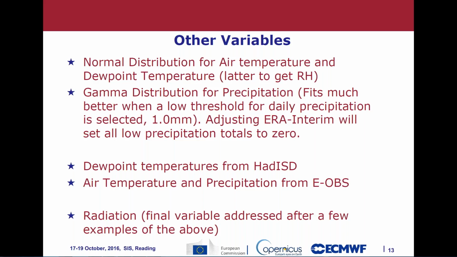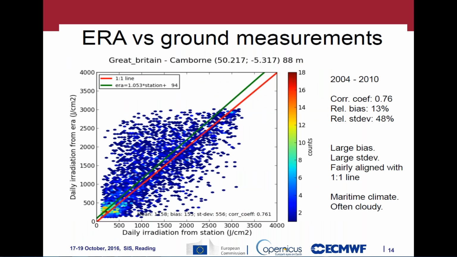So the final variable we're going to look at is radiation. And there are not gridded data sets for this, and there's very few observations of this in terms of direct measurements of the ground. But when you compare ERA interim here for a station in the southwest of England at Camborne, you've got the daily irradiation from ERA on the y-axis here, and then the calculation at the station. And you can see it's approximately a one-to-one line, but there's a lot of scatter in the plot, and the correlation is not that good.